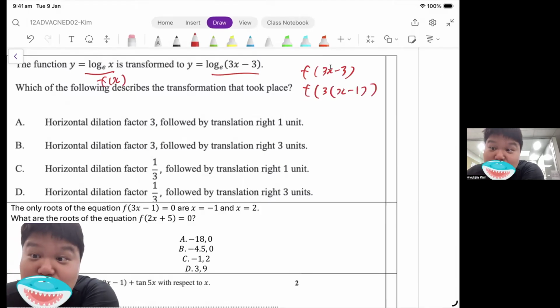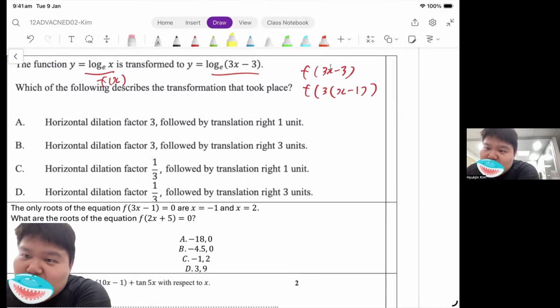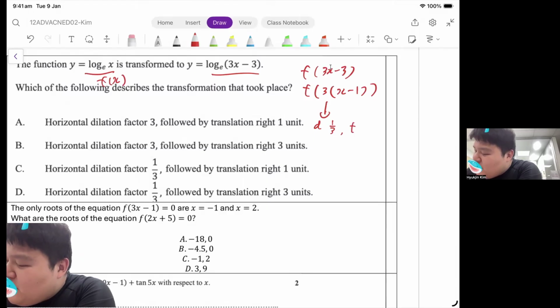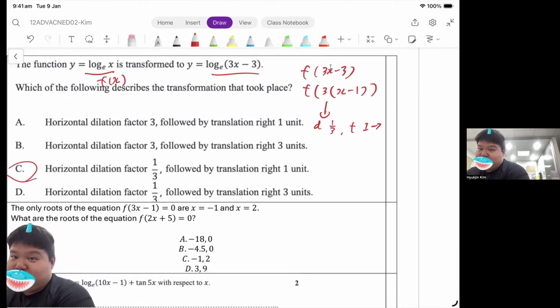Obviously, you can translate and then dilate if it's not vectorized first. But either way, you just got to make sure you're doing the right thing. In this case, what I would have done is dilate by scale vector 1/3 and then translate 1 right. There we go. When you vectorize it, you can see it.